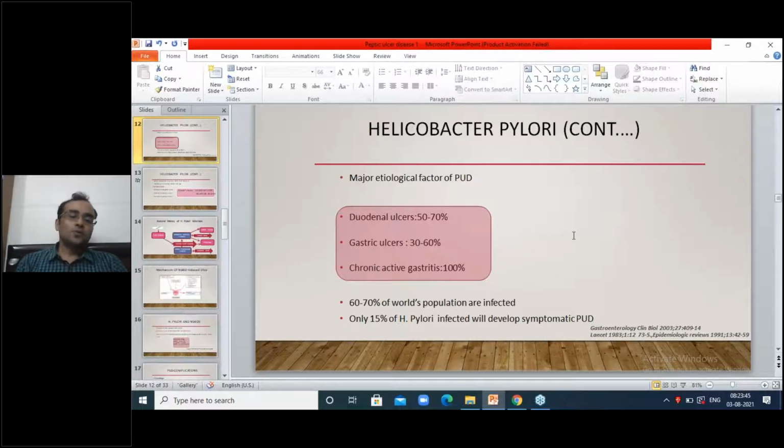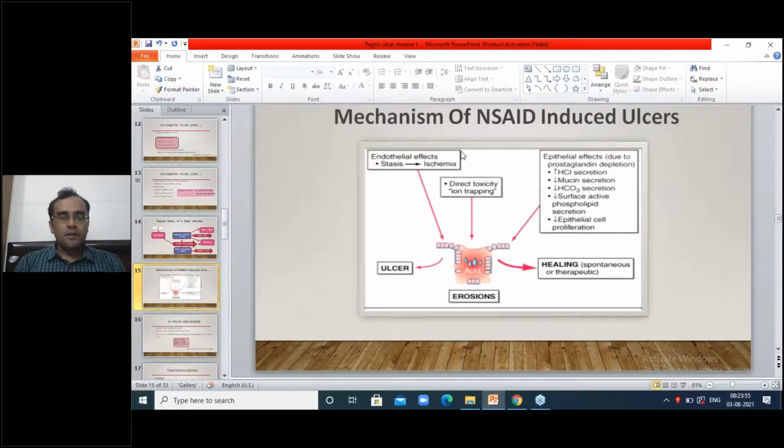So although a vast population of the world is infected with H. pylori, only a proportion of them, around 1/6, develop any disease. Now I'll just briefly touch upon NSAID-induced ulcers.